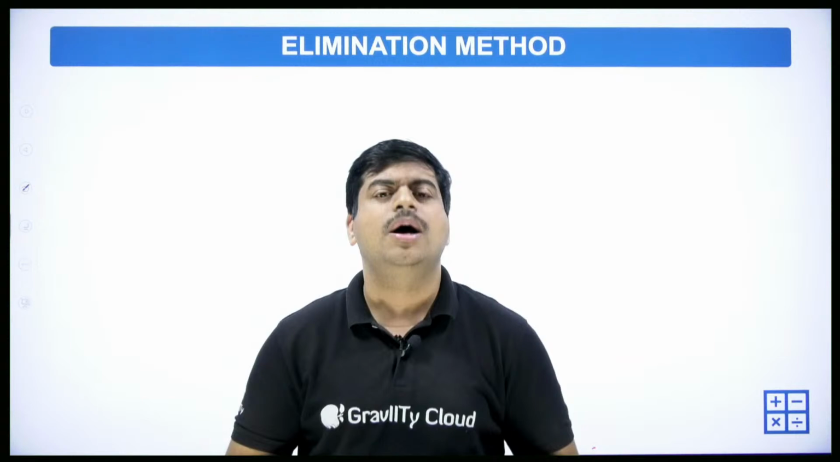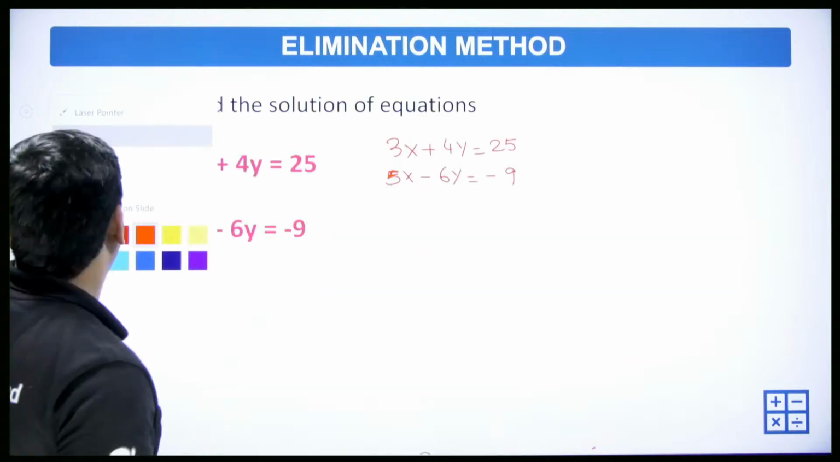3x plus 4y is equal to 25 and 5x minus 6y is equal to minus 9. So we need to solve these two equations to get the values of x and y which satisfy these two equations. Right? So let me write this once again. 3x plus 4y is equal to 25 and 5x minus 6y is equal to minus 9. Let me write it properly.